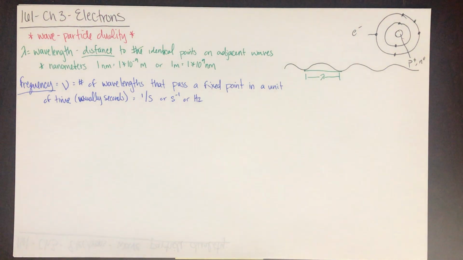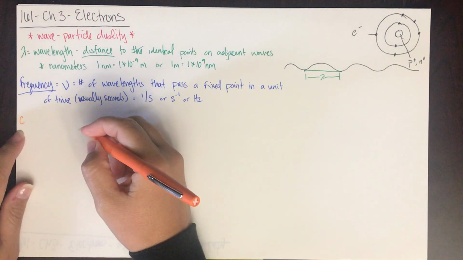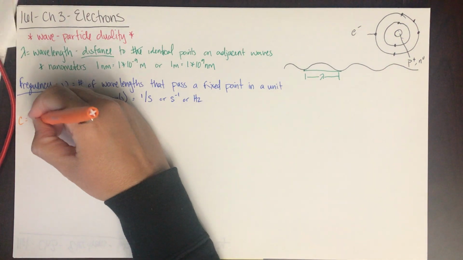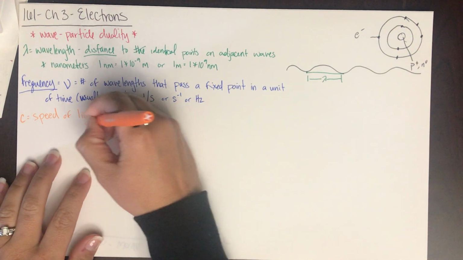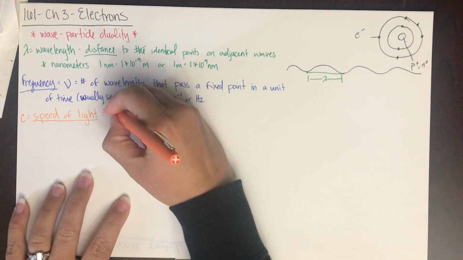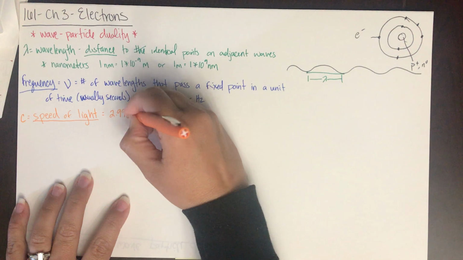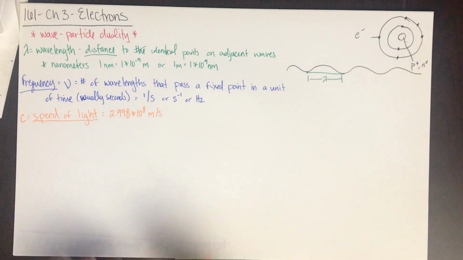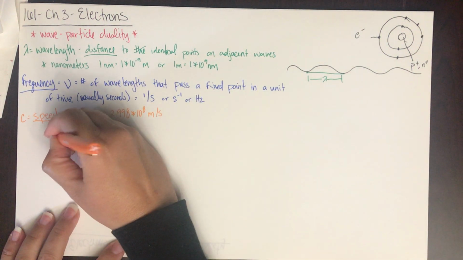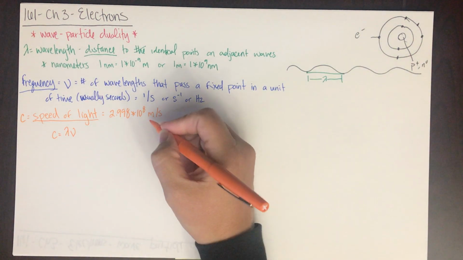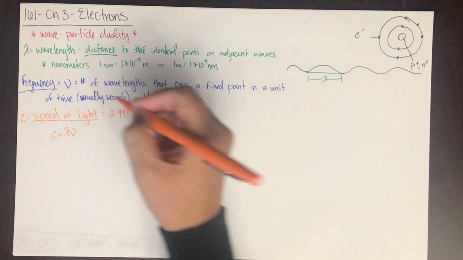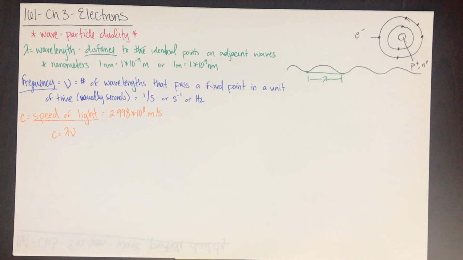The relationship between frequency and wavelength is that their product equals the speed of light. The speed of light is a constant. Its symbol is c. The speed of light in your textbook is given as 2.998 times 10 to the 8th meters per second. So the formula is that the speed of light equals the wavelength times the frequency. You can always use this constant and the wavelength to solve for the frequency, or you can use this constant and the frequency to solve for the wavelength.